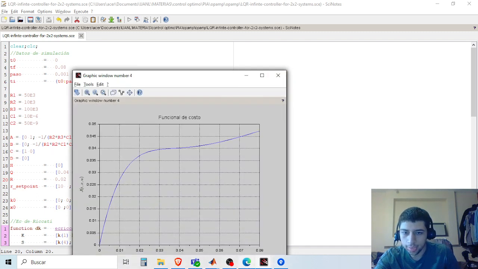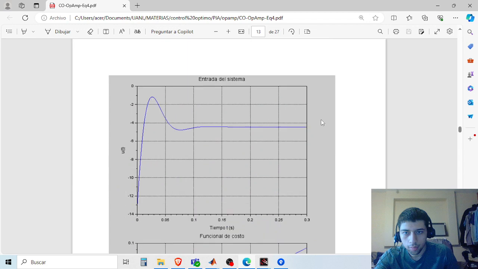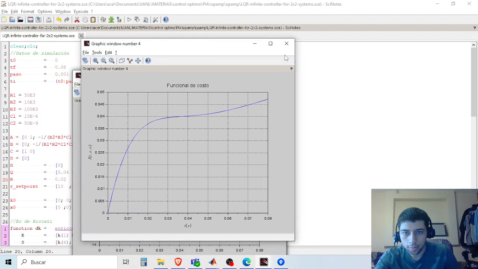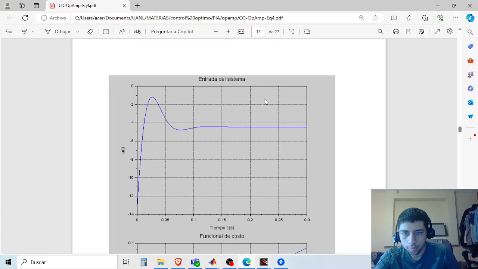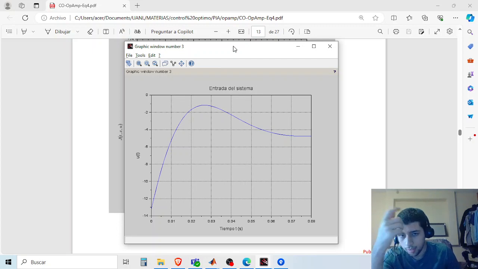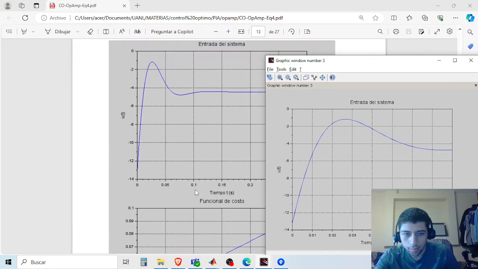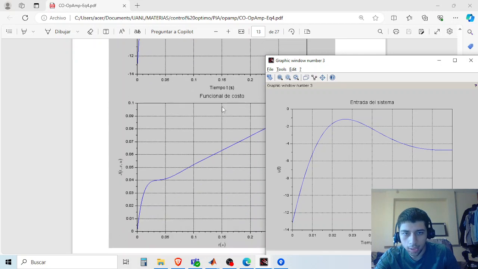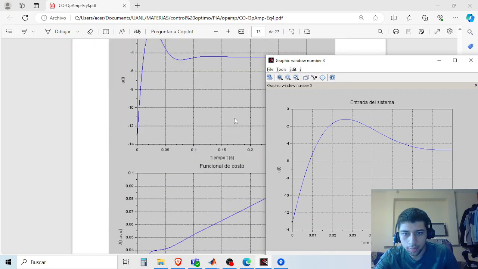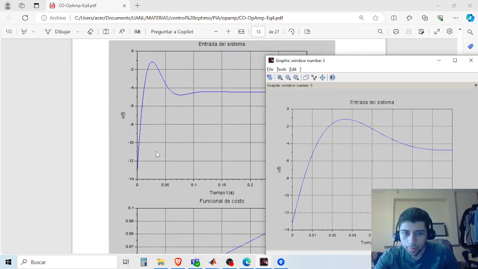It is in the presentation. Okay, so this is the cost function. Then we have the input control law. So here it is shortened, in 80 milliseconds, and here it is at 300 milliseconds. So that's why it seems pretty reduced, pretty quick, but it's actually the same dynamic.